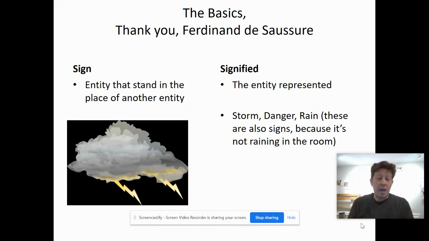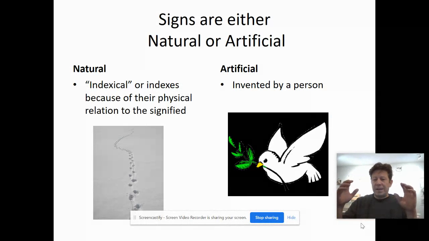So here we have a sign, which is this little illustration of a thundercloud, and it takes the place or stands in for an actual thundercloud. So for us, we can say that the signified thing here is the cloud, but it could also mean things like danger or rain because rain comes from clouds. So he then went on, and others like him went on, to start to classify how this happens.